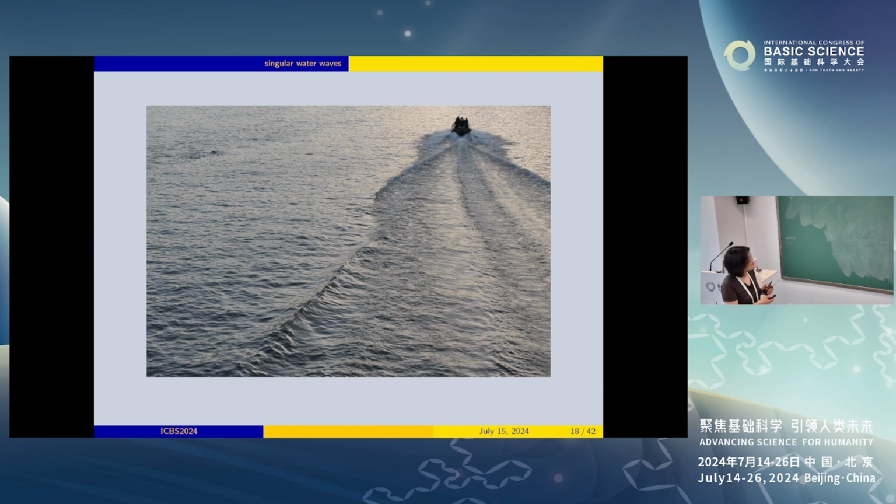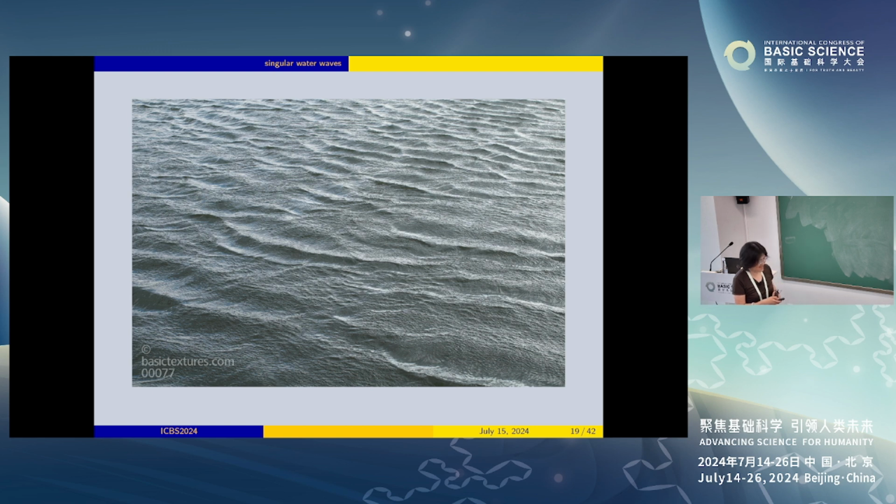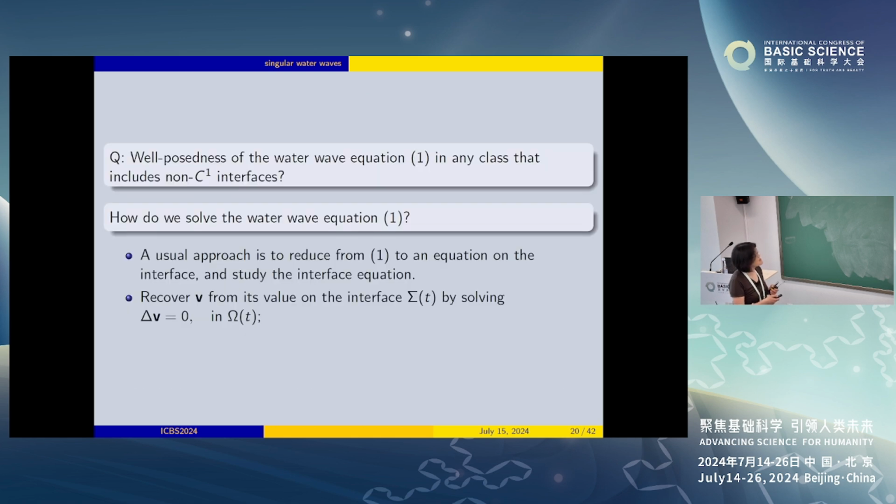Okay, and then, of course, if you look carefully, it looks like this one has wind over it, so the concavity may not peak. Okay, so this is one of the early results.